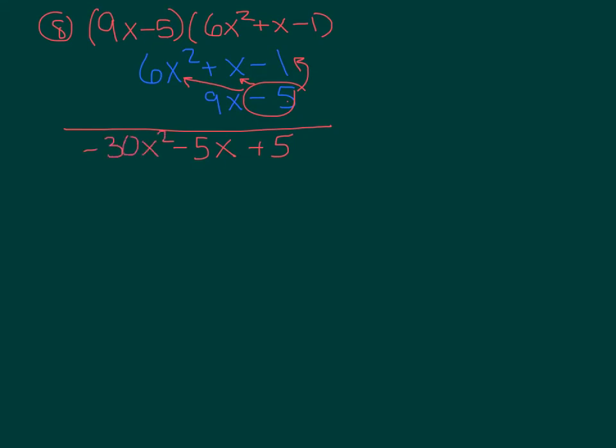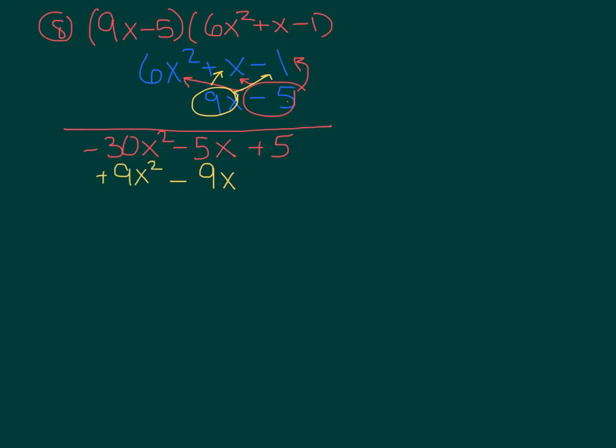I will do the same exact thing with my 9x. I have 9x times negative 1 first. I am going to get negative 9x, and actually I'm going to shift over to the left because I would like to line up my things that are like terms. And you'll notice that negative 5x and 9x are like terms. Next, I have 9x times x. That gives me positive 9x to the second.